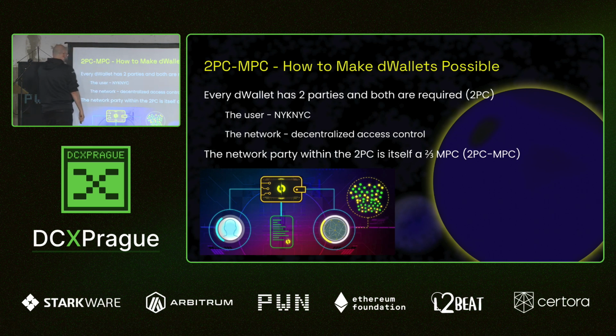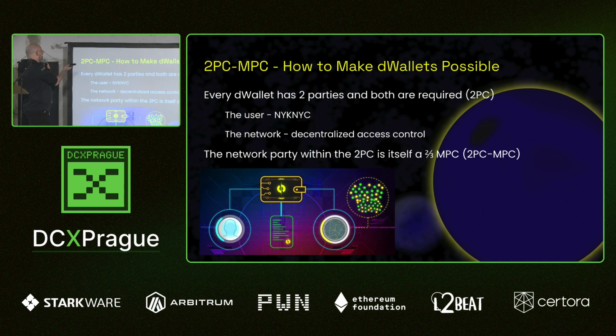As part of this algorithm, we achieved many cryptographic breakthroughs in many different places, some in zero-knowledge proof, range proofs, fully homomorphic encryption, and MPC itself. A lot of breakthroughs in order to enable this. But essentially, this is how it looks. Every D-Wallet has 2 parties, and both of those parties are required in order to sign a transaction, right? So that's called a 2PC, a two-party computation.